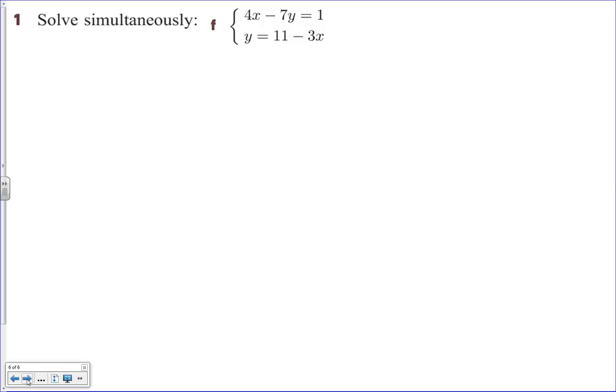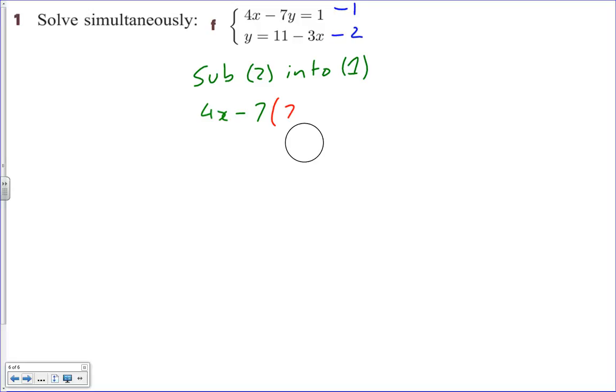F. Again, label 1 and 2. 1, 2. We're going to sub 2 into 1. So 4x takes 7, I'll put colours this time, 7, 11 take 3x equals 1. So 4x take 77 plus 3 7 of 21x equals 1.